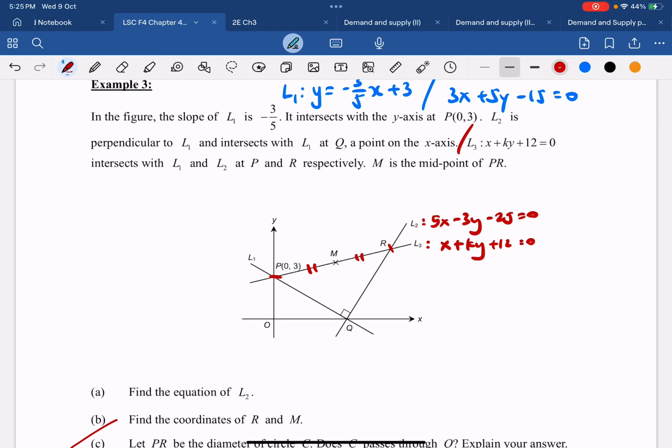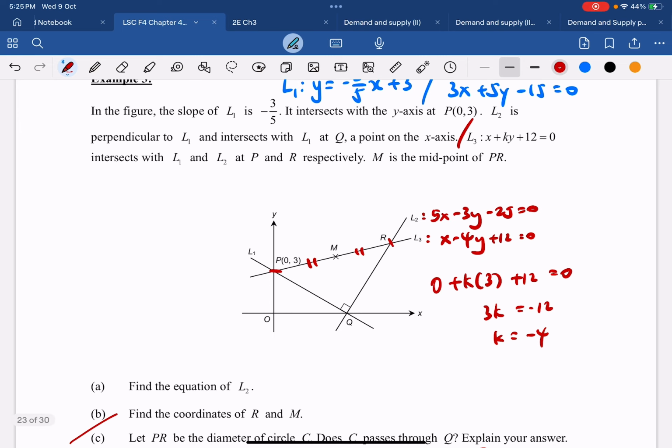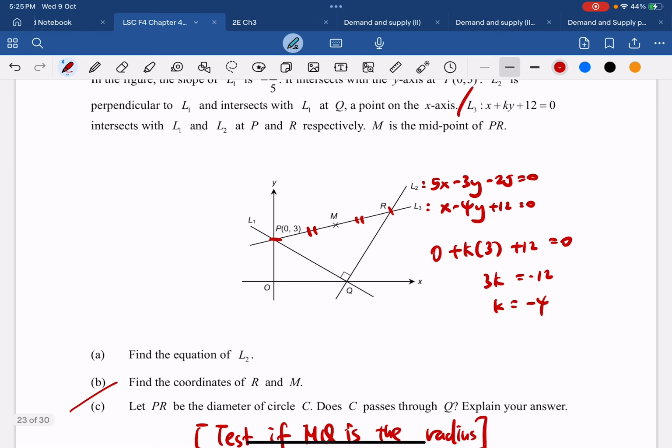Okay, so we can try to substitute for a point, right? We know that L3 passes through (0, 3). So we substitute x as 0, substitute y as 3. So it will give you k is negative 4, which means that actually the equation for L3 is x minus 4y plus 12 equals 0. Okay, so now we can solve for R.